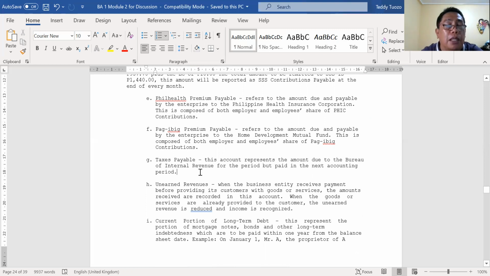Income taxes, remember that we are discussing liabilities. Taxes payable, this is the one that I said is under accrued liabilities, although for income taxes payable, it should be shown separately.